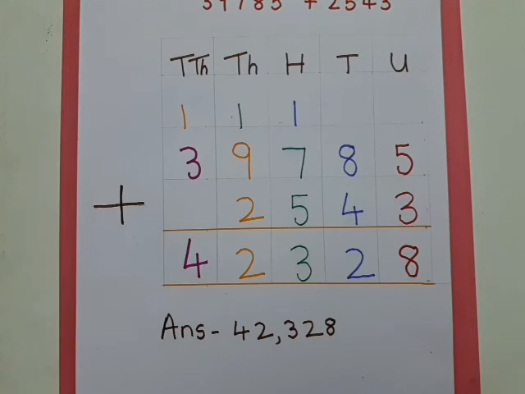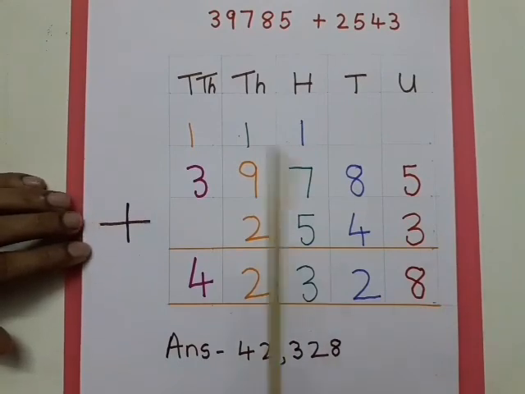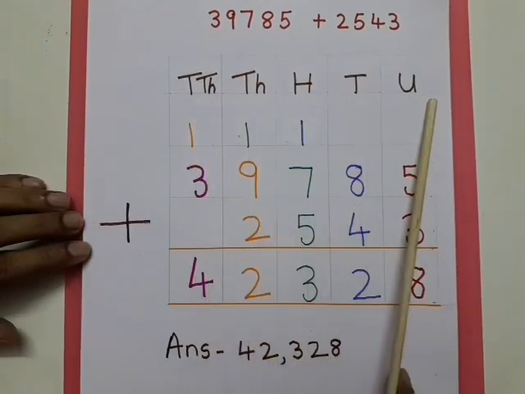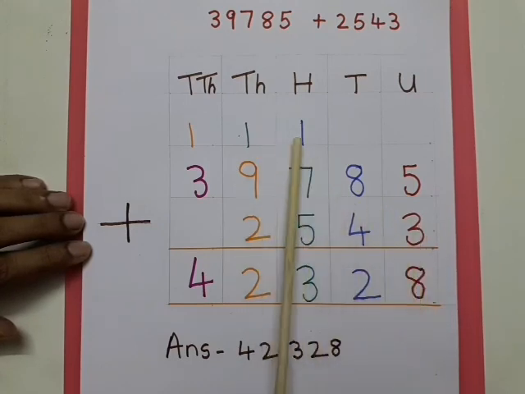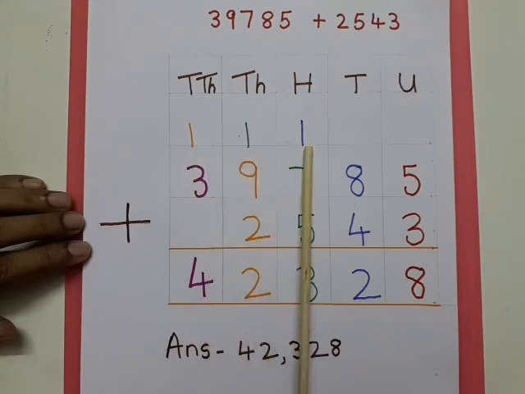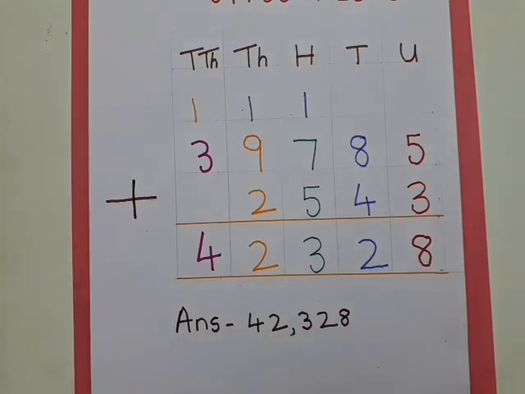So children, what did we do first? First we wrote the place. Then we did a sign, a plus sign. Then we wrote our numbers. Then we added our numbers, carrying over whichever number had to be carried. Then we got our answer, and last our ANS, answer. Okay, so now our sum is complete.